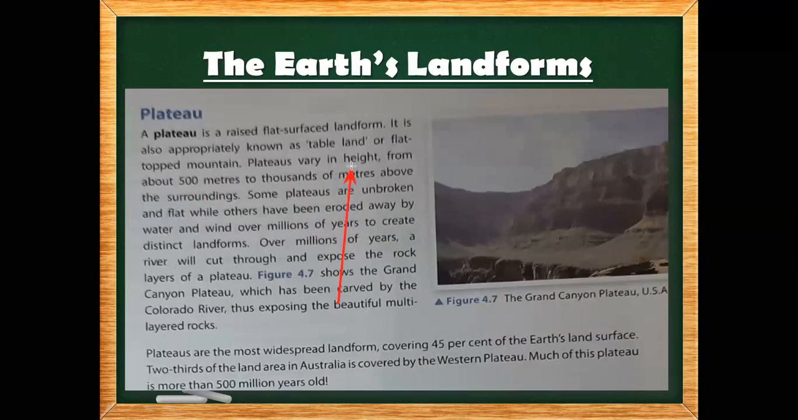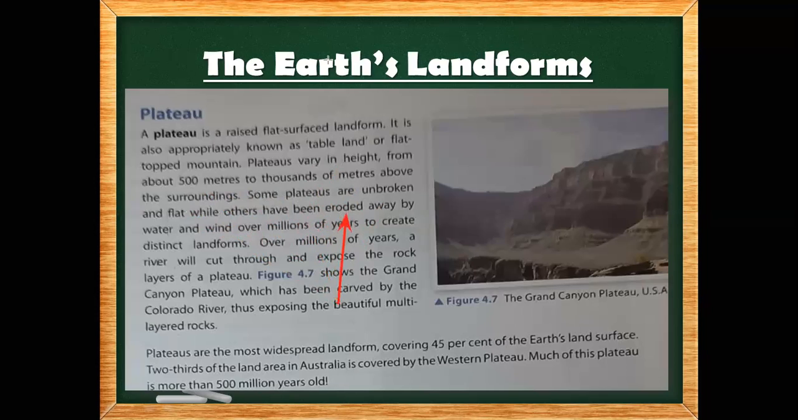Plateaus vary in height. Vary means it depends. They are of different heights, from about 500 meters to thousands of meters above the surroundings. Maybe they are 500 meters high, maybe more than 500 meters. Some plateaus are unbroken. It means that they are unbroken and flat. They are solid, look like a solid mountain, while others have been eroded.